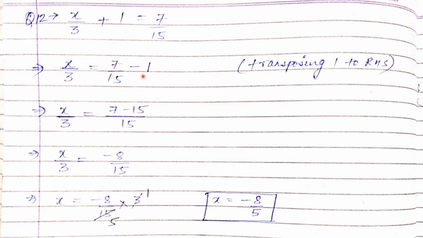Now you can take it as 1 upon 1. The LCM of 15 and 1 is 15 only. So 15 is the LCM. 15 ones are 15, therefore 7 ones are 7. Now here we have 1 in the denominator, 15 ones are 15 over here. This is a simple method of LCM. Now 7 minus 15 is minus 8 upon 15 is equal to x upon 3.